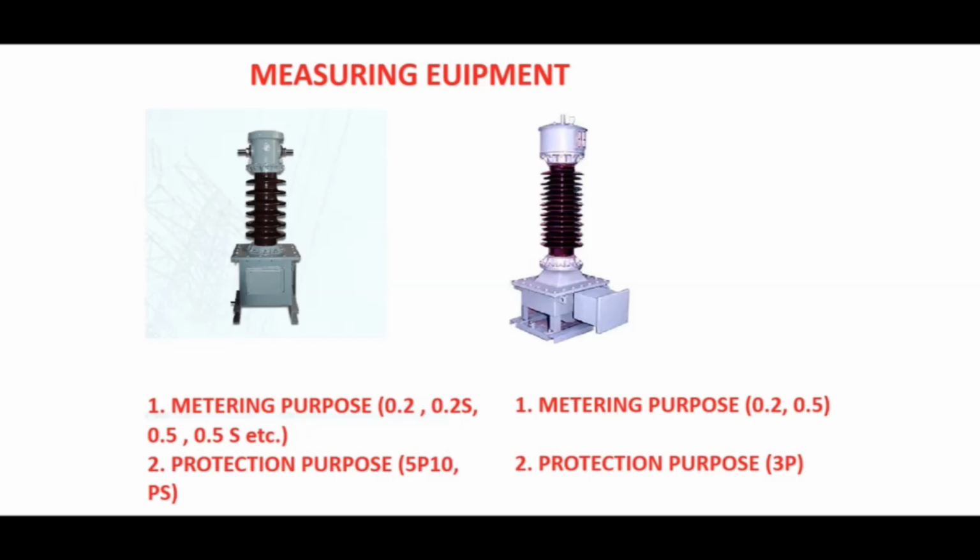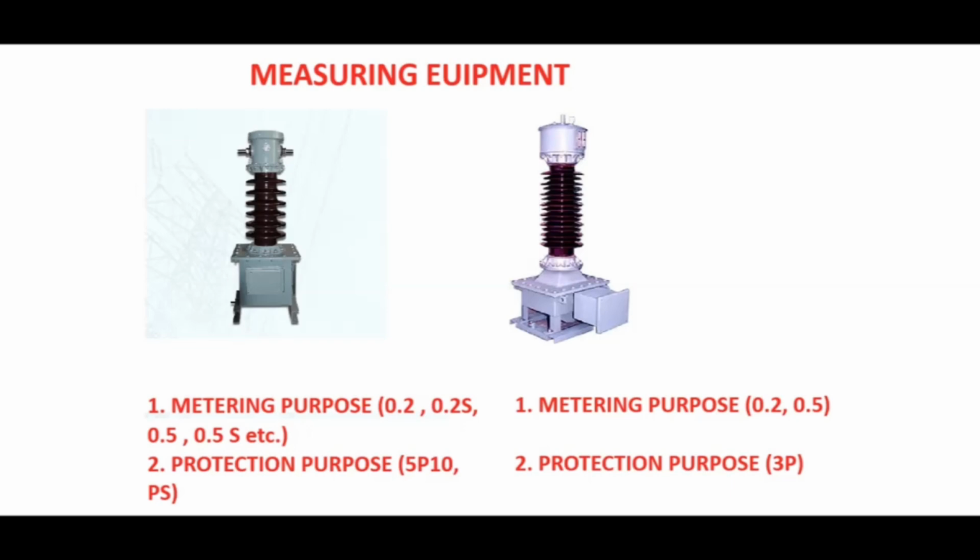CTs are used for metering purpose of class 0.2, 0.2s, 0.5 and 0.5s, etc. In the case of PT, metering class PTs are used of the order of 0.2, 0.5, etc. Again, for protection purpose, the protection class CT is of the order of 5P10. There is also a protection class PT.